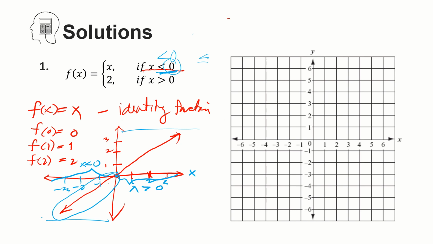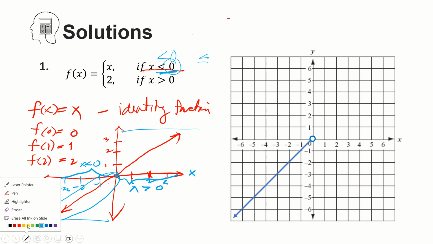So if we sketch that in our Cartesian plane, we have this line. So f of x is equal to x if x is less than 0. So this is our 0, where 0 is not included, and this is the part of the graph where our x is less than 0.